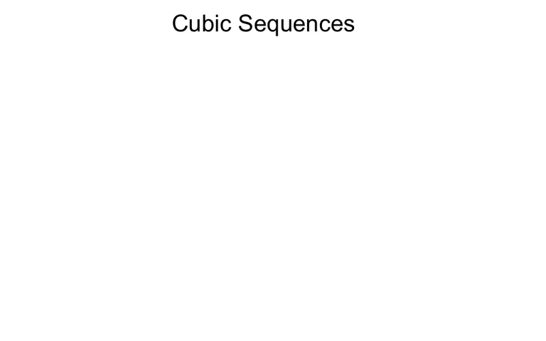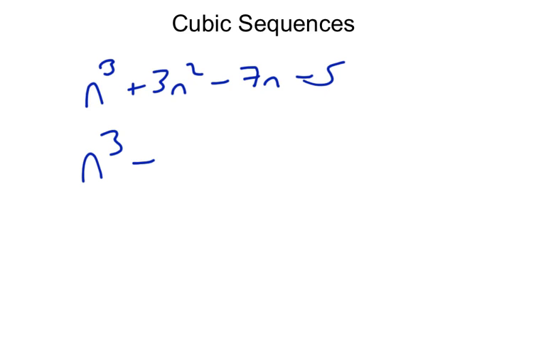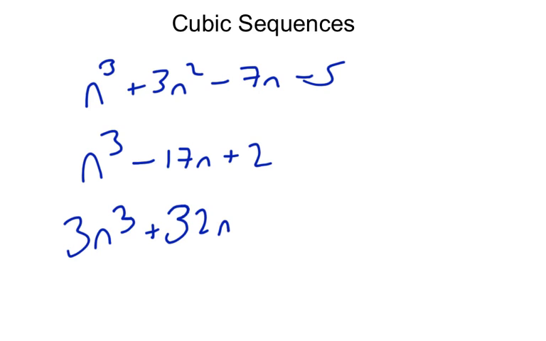In this video, we're going to look at cubic sequences. A cubic sequence is any sequence that has an n cubed in the general term. So n cubed plus 3n squared minus 7n minus 5, or n cubed minus 17n plus 2, or 3n cubed plus 32n squared minus 182. All of these have n cubed in, so they are all cubic sequences.